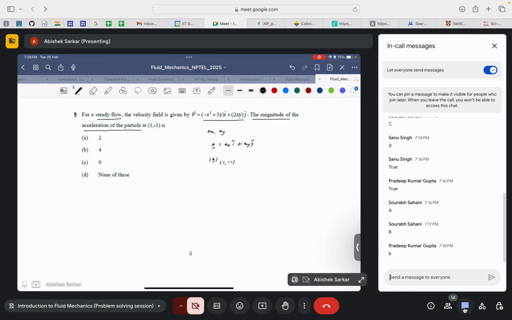Okay, so the thing is, you need to find the individual components ax and ay, then find their value at, so replace x and y by 1 and minus 1, then replace it in this equation, then find the magnitude of a. Okay, you can take your time, 5 minutes. I will ask in 7:25. You can try, it's fine. Take your time and just try.